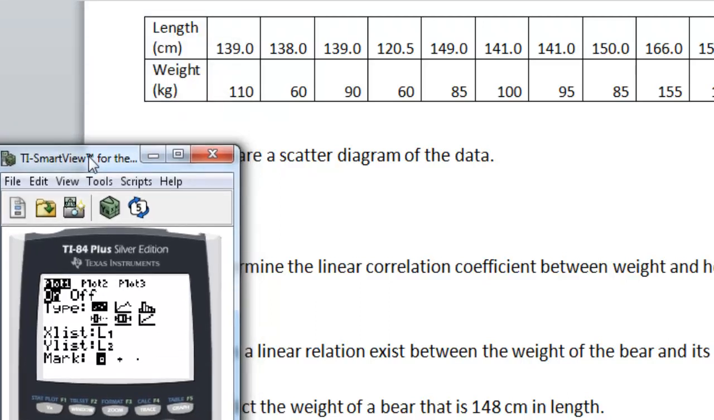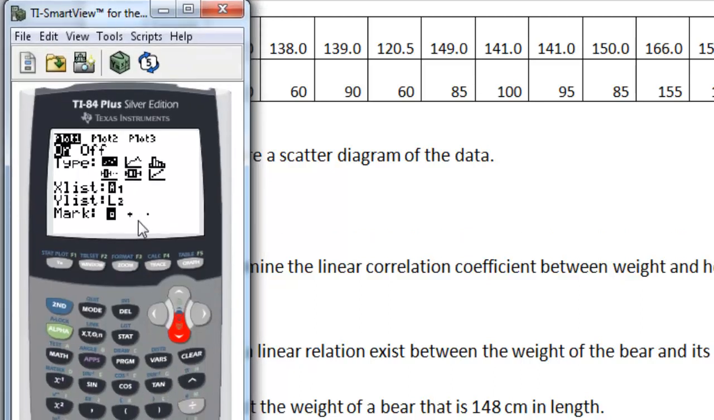In this case, we would think that, well, your height is something that you can't really control. But we would think that we use that to determine what a good weight should be. So the length, I'm going to let be my x values, and then the weight will be my dependent variable. It's my y value. So I had my lengths in L1, and I put my weights in L2.